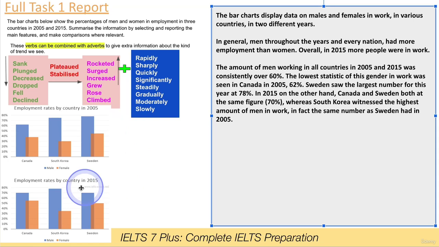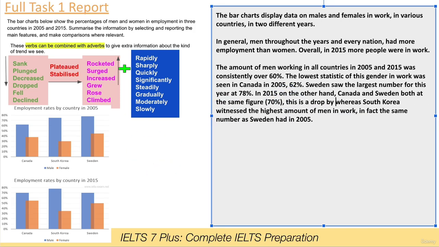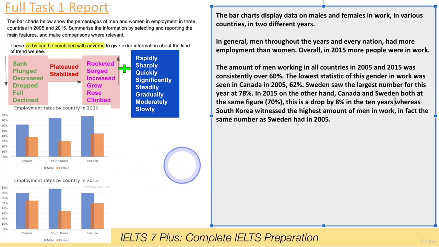And actually, this was a drop for Sweden on the previous year. So we could say this is a drop by how many? So we had 78 and 70, by 8% in the 10 years, 2005 to 2015. It's for Sweden.